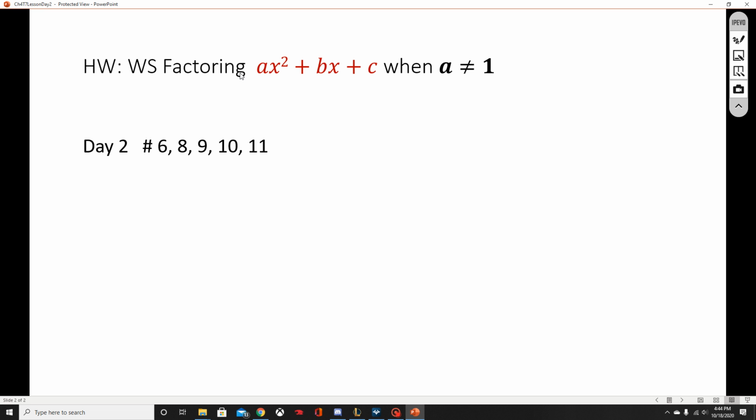Alright, so day 2 homework is on the same worksheet from yesterday's. It's 6, 8, 9, 10, and 11. So 5 more problems for that.